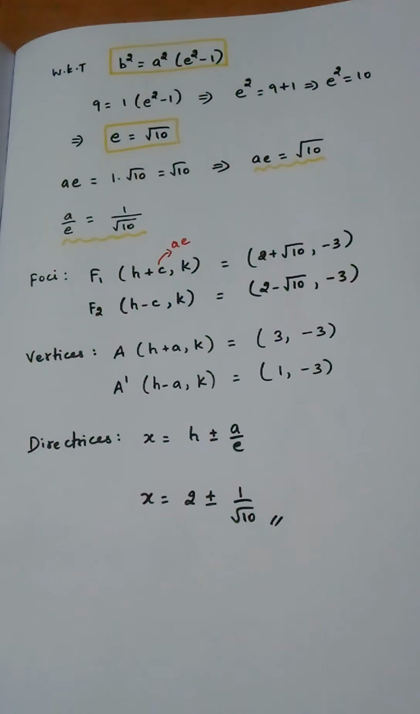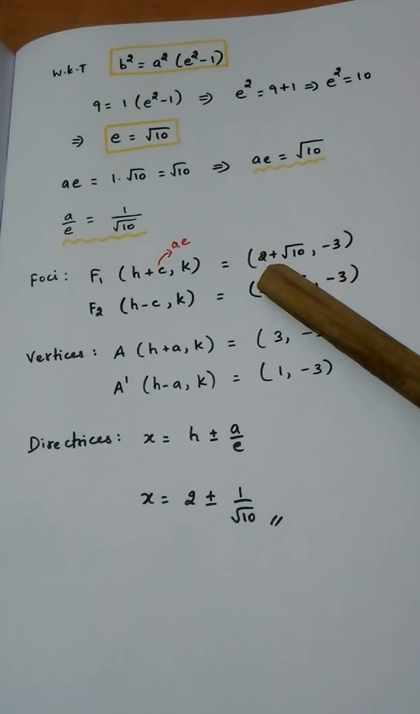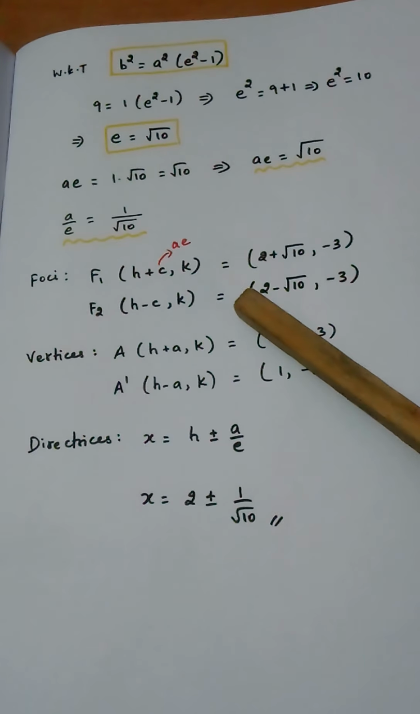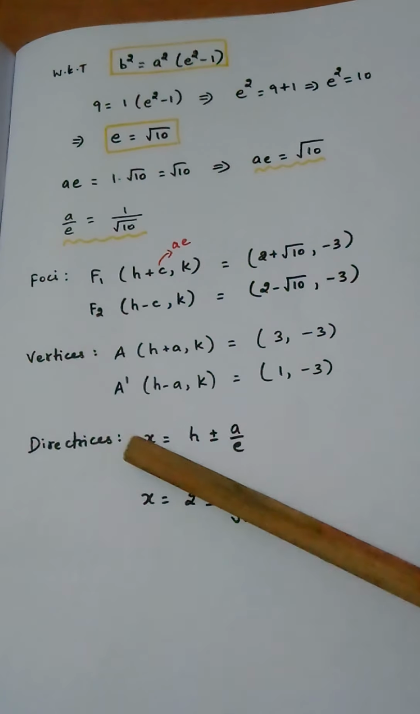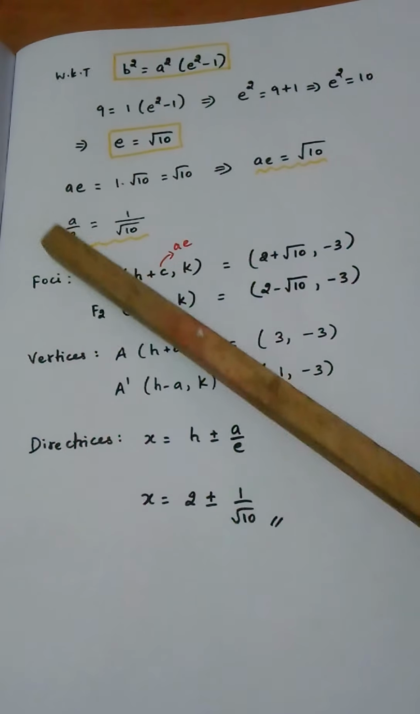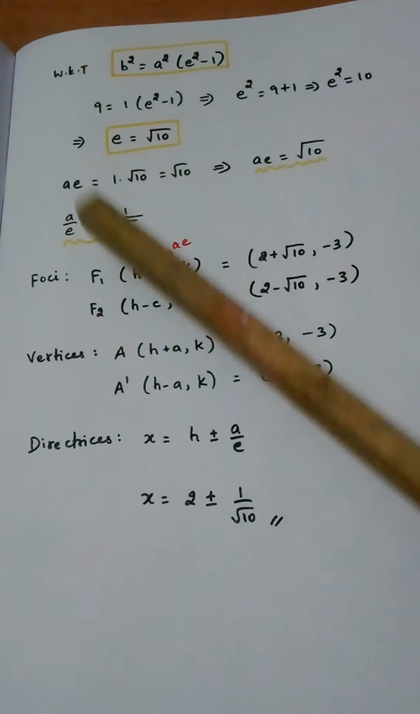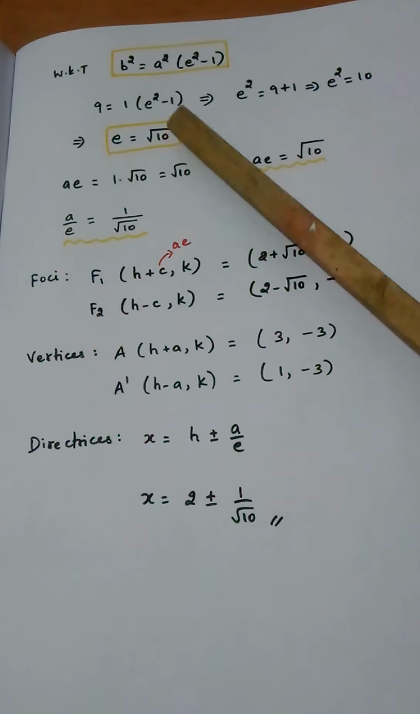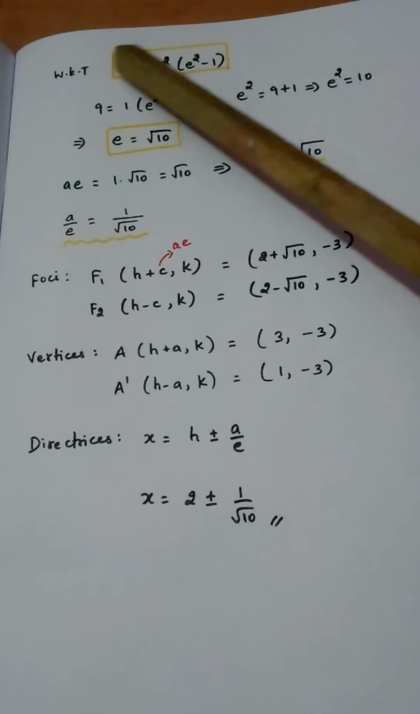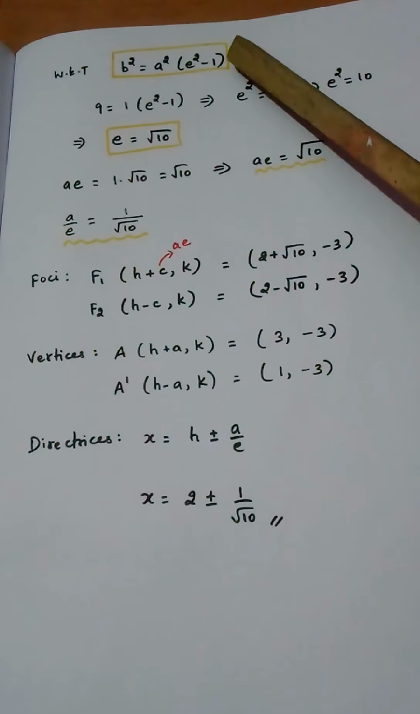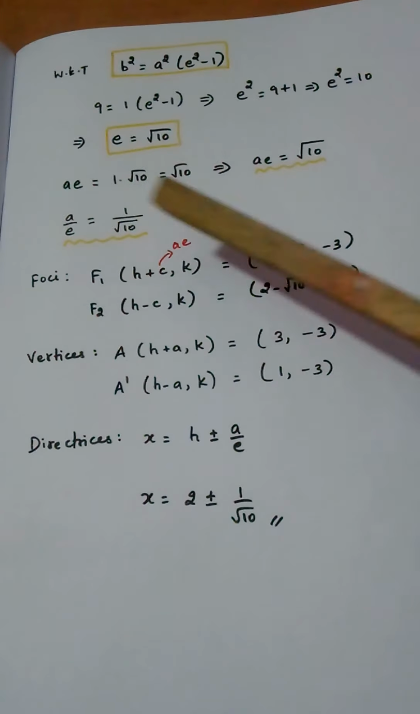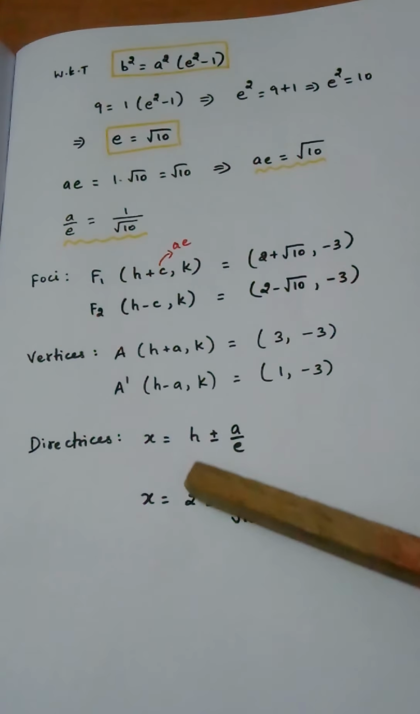I think children you will have understood. I think you will understand this sum. So if I give homework, you should be able to do this kind of sum also. For finding focus, vertices and directrices, we need two things. What are they? One is AE, another one is A by E. For calculating these two things, AE and A by E, we need the eccentricity value. That is why we are using this formula. What formula? B square is equal to A square into E square minus 1. This formula we are using for calculating eccentricity. After calculating eccentricity, we are finding AE and A by E. From that, we are calculating foci, vertices and directrices.